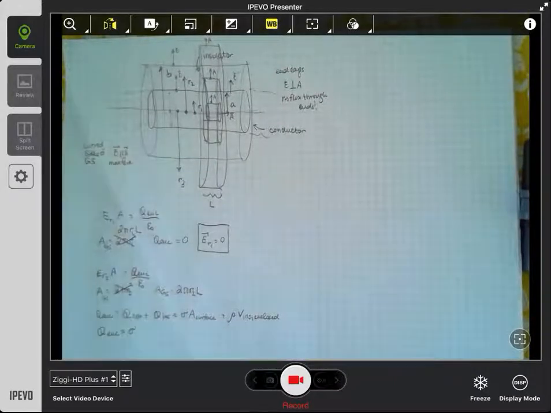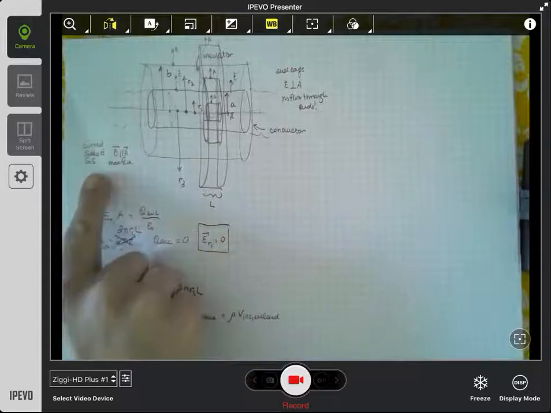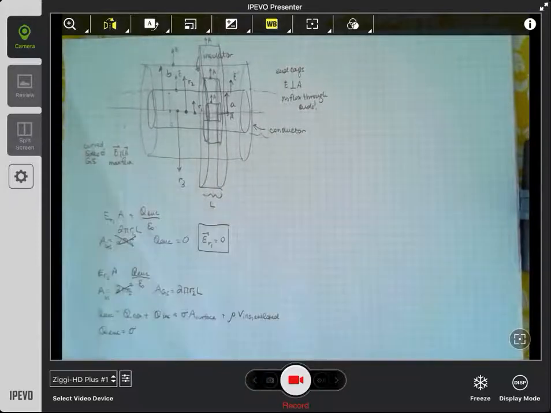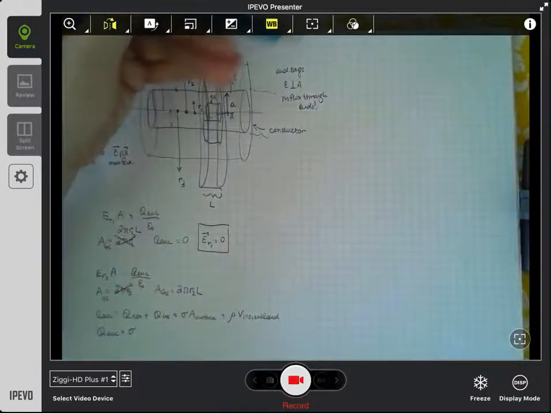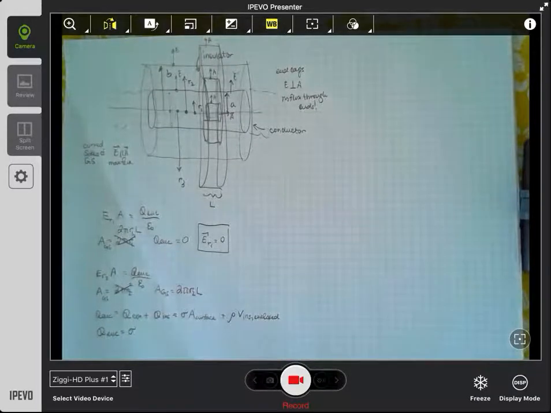Sorry? Yep. You don't want the end caps because the angles are perpendicular? Exactly. So there's no flux. We just want the curved side. Yep, because that's the cosine of 90. This over here would be cosine of 90, which is 0. This is going to be cosine of 0, which is 1. Okay, perfect. Thank you.